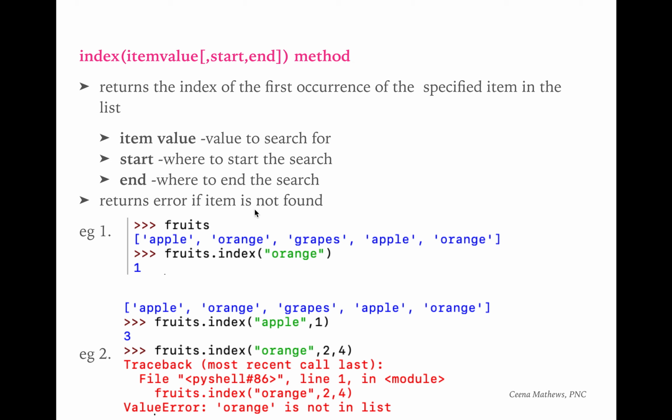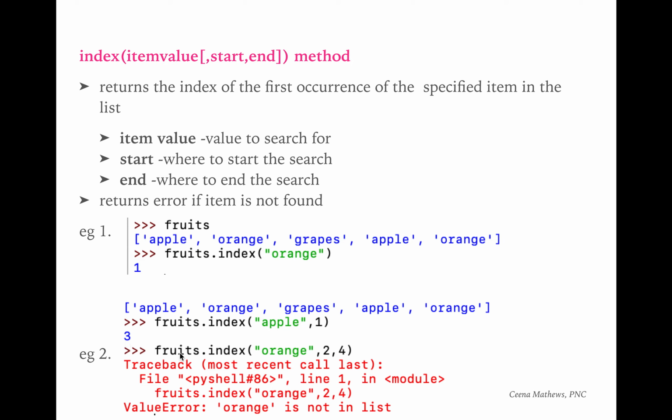It returns an error if the item is not found. In the first example, I have created a list of fruits, and fruits dot index of orange will return the index of this item. So you can see it displays 1. In the second example, the same list is used: fruits dot index of apple comma 1. That is where you have to begin the search, that is, you have to begin the search at index 1. Index 1 here is orange. So the search for apple will begin from this position. From this position, when you search for apple, you have apple at index 3. So it returns the value 3.